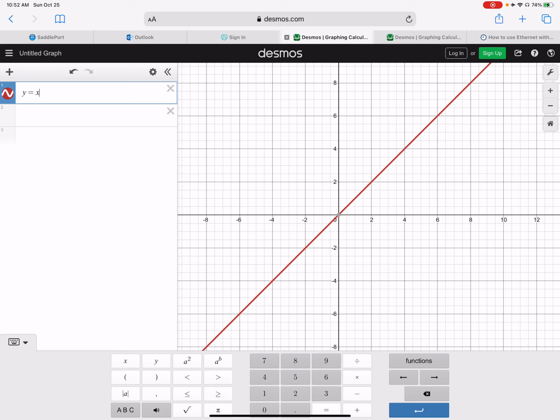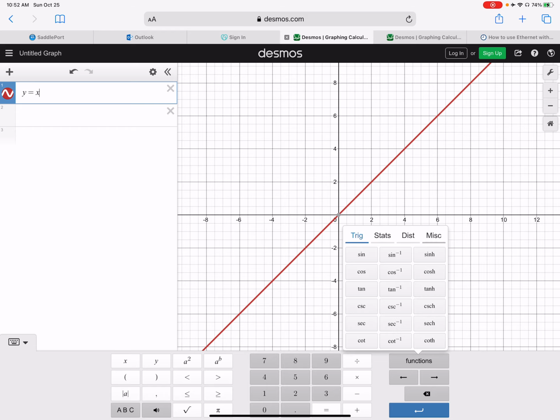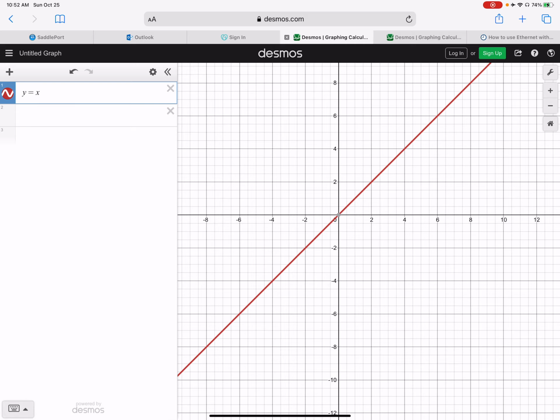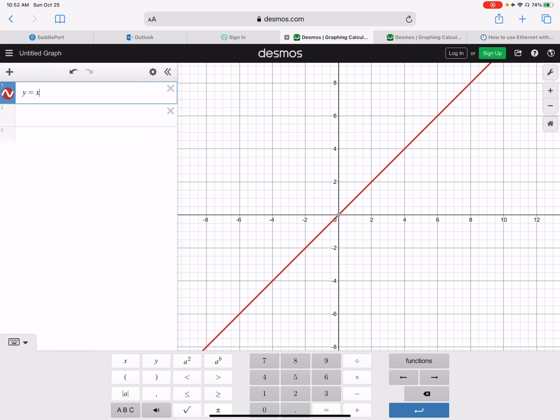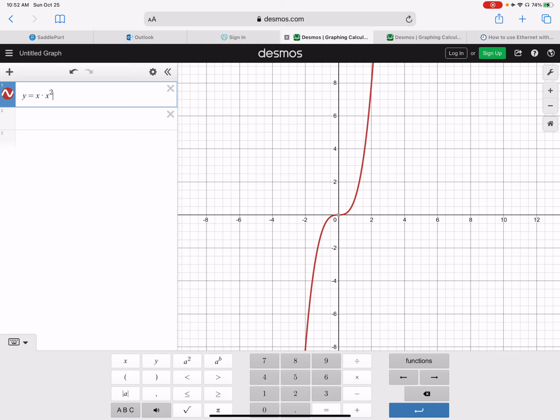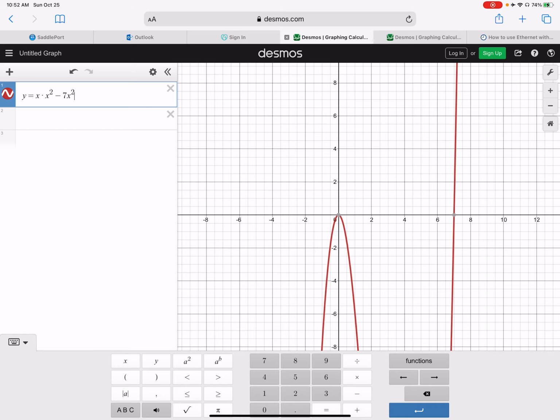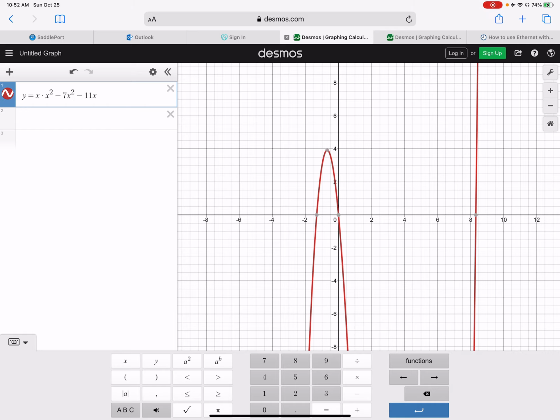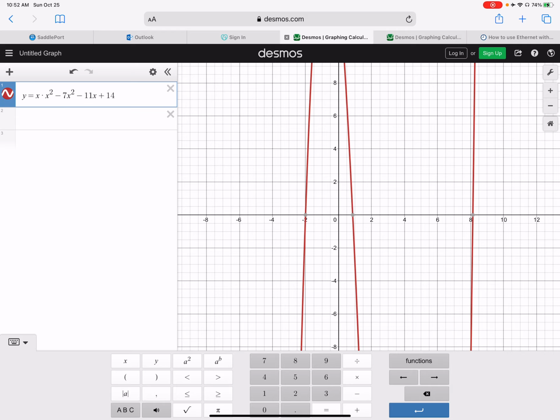Okay, well, I'm going to do this x times x squared just because I don't know where the caret button is right offhand. I just didn't pre-practice that, sorry. Minus 7x squared. And then minus 11x and plus 14. All right, so I cheated and used x times x squared for x cubed because the caret is somewhere there, but I don't know where. So anyway, there's that.